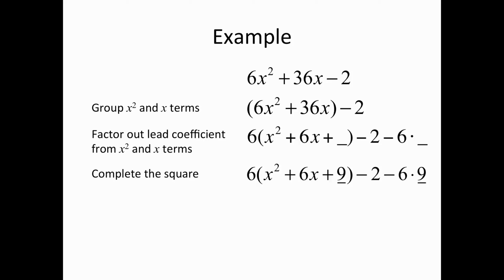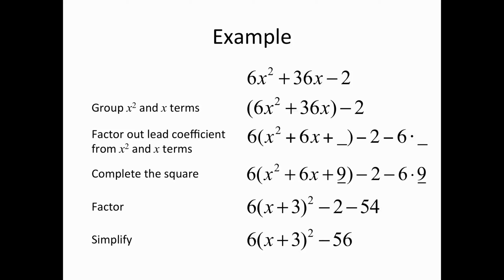We complete the square by taking half of 6 and squaring it. So half of this 6, this coefficient of x, is 3. Squared is 9, so we put the 9 here on the inside and also here on the outside. Next we factor, and we get 6 times x plus 3 squared minus 2 minus 54. And we simplify to 6 times x plus 3 squared minus 56.